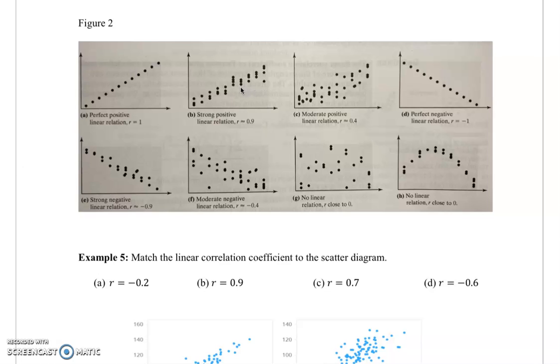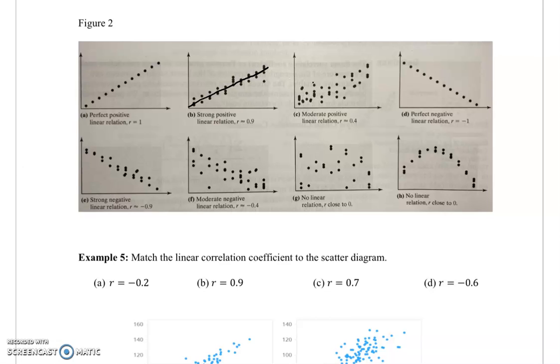If we look at B, this is a strong positive linear relationship. The R value is about 0.9. We can tell it's strong because while it's not perfect like in A, it's still pretty close to a straight line. If we were to approximate a straight line through there, all of the points, or most of them, are not very far away from that line.